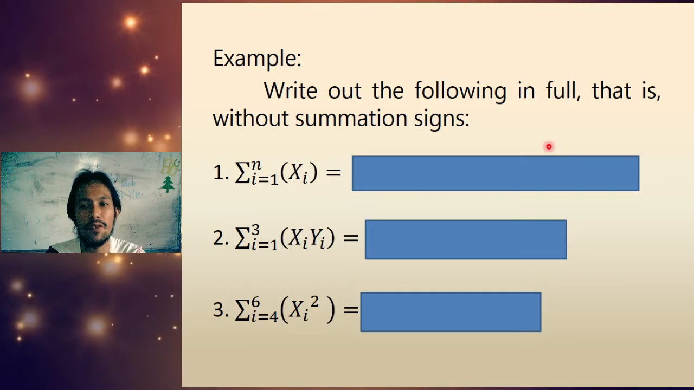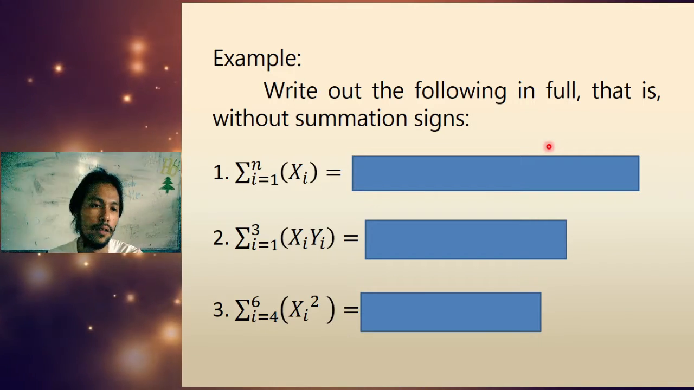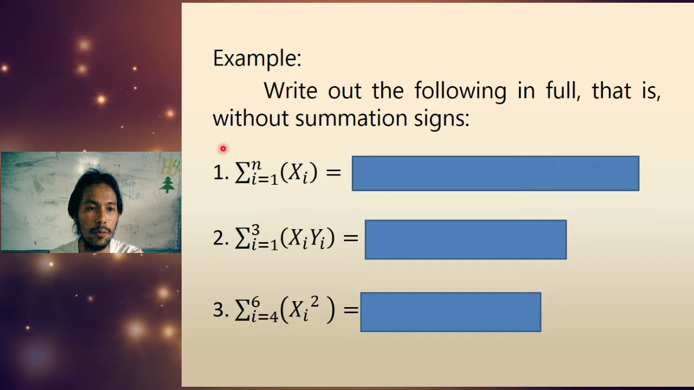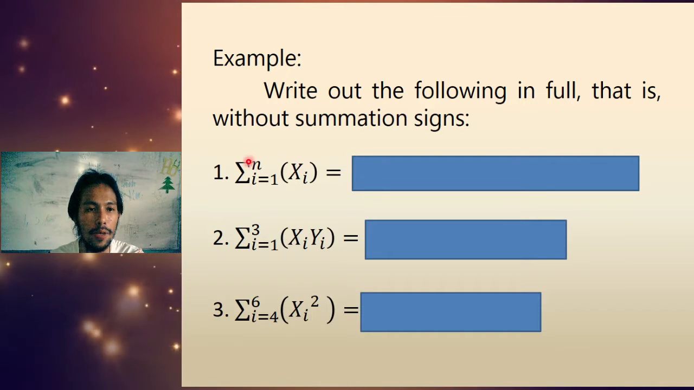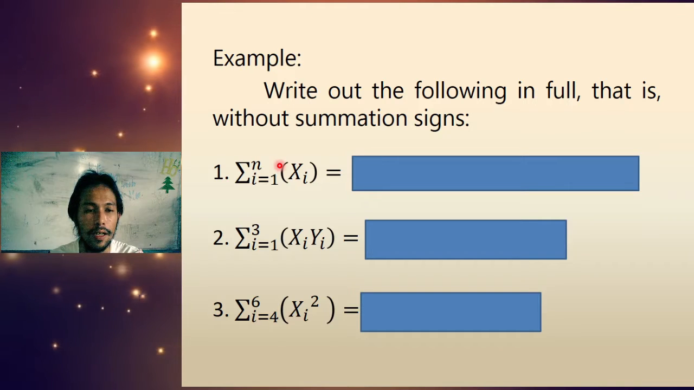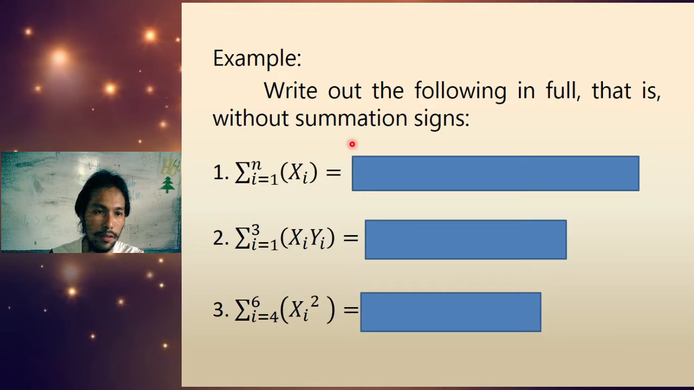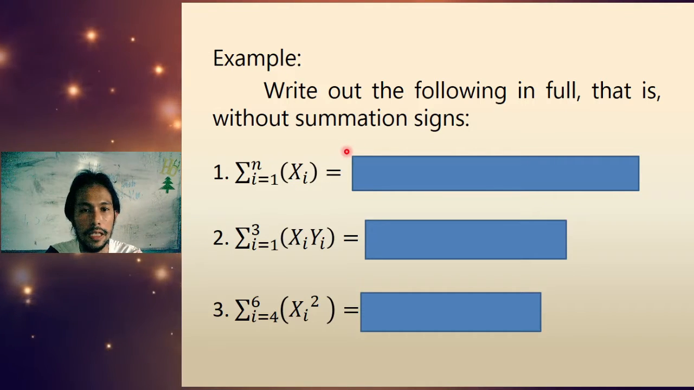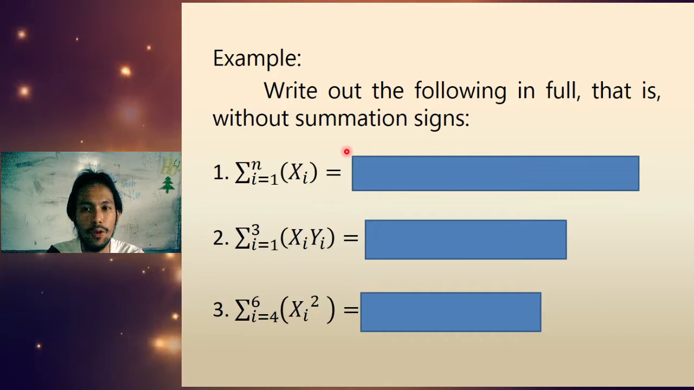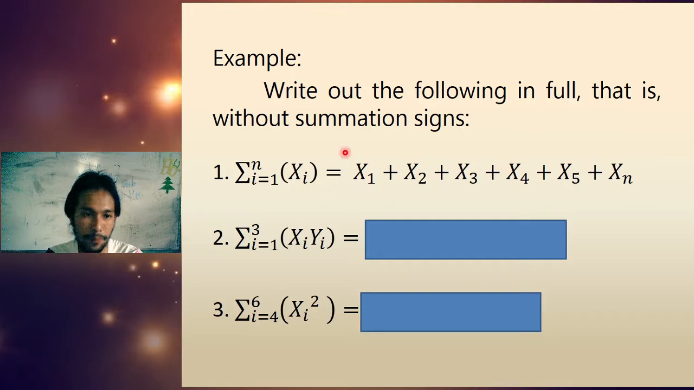So example, write out the following in full, that is without summation signs. So number 1 mo ni siya ang upper limit kay n, then ang lower limit sa atong index of summation kay 1. So ato siyang i-write in full form, so mahimot na siyang x sub 1, x sub 2, x sub 3 plus x sub 4 until x sub n.